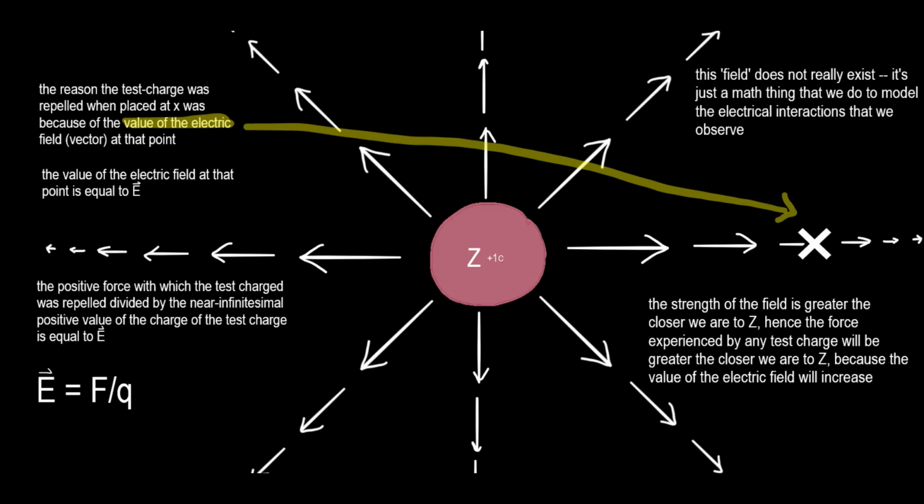The force experienced by our test charge is not constant at every point in space. Here it is greater than as compared to here. This is because the strength of the electric field increases the closer we are to Z. I like to think of the electric field as the sphere of influence of a charge.